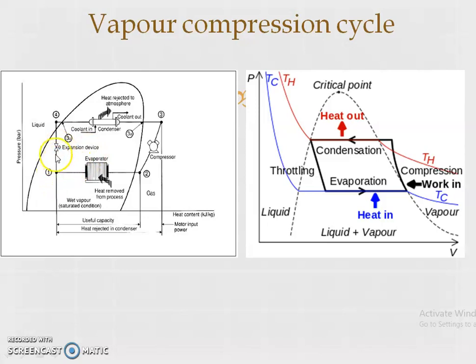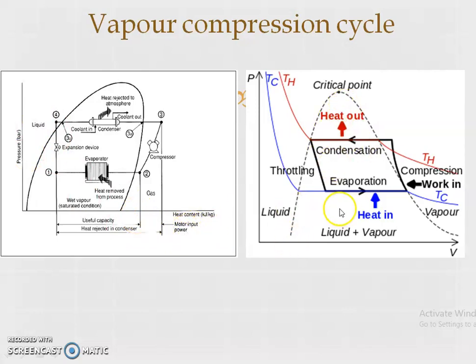After completion of the process, the wet vapor enters the evaporator, and we get the chilling effect. From the process 1 to 2, we get the useful capacity of this vapor compression cycle. Process 3 to 4 is the heat rejected in the condenser, and here we have clearly mentioned in the pH chart the motor input power.